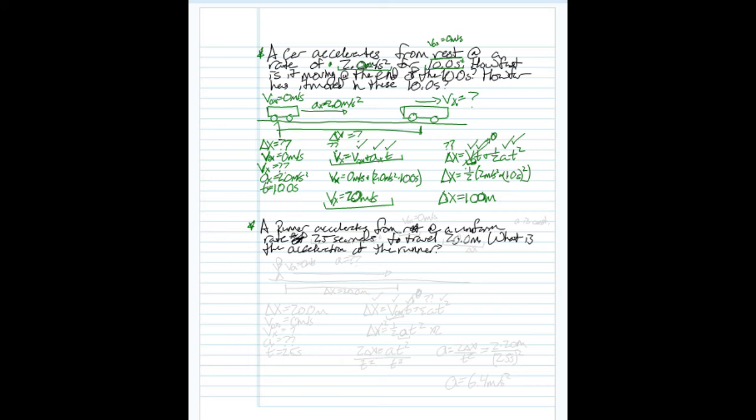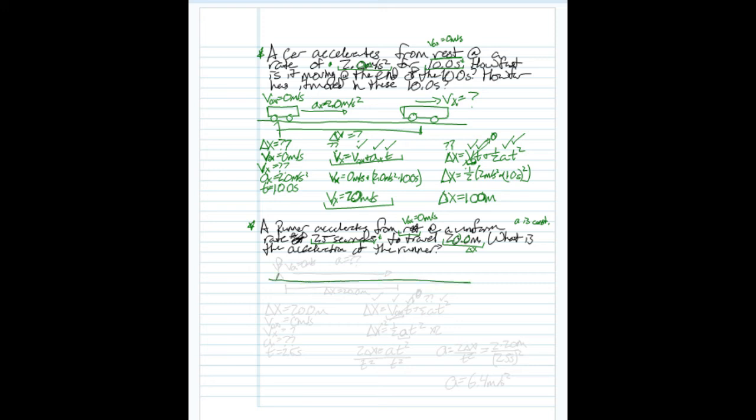Our next problem, we have a runner accelerating from rest at a uniform rate. So from rest, v0x equals 0 meters per second. A uniform rate just means a is constant, for 2.5 seconds. That would be our time. To travel 20 meters. 20 meters would be our delta x. We need to find the acceleration of the runner.